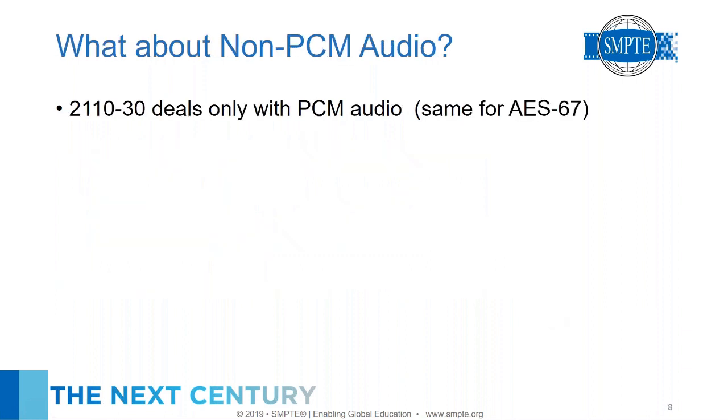Now, non-PCM audio is fairly common in television. Dolby E is a very common use case. Dolby AC3 is a common use case. But many of the new object audio systems also have audio metadata or other things that are formatted in an AES3 carrier, but are not really, strictly speaking, PCM audio. So 2110-30, of course, like AES67, only defines PCM audio.